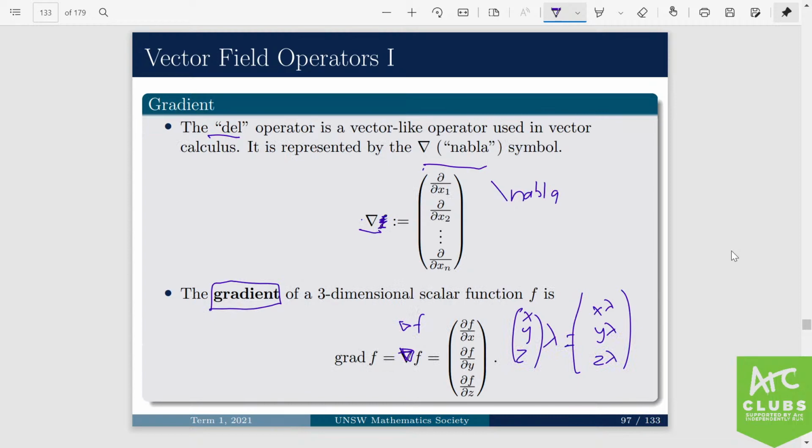Yeah, essentially, del is the name of the operator. When we apply del to a function, that becomes a gradient. Just a bit of naming. If you convert it into symbols, then it's all the same.